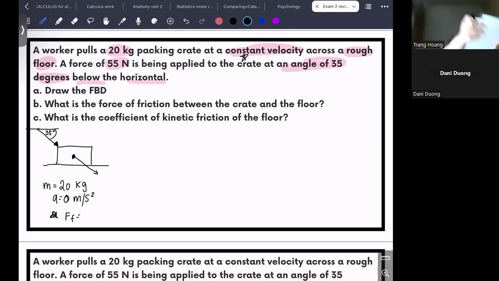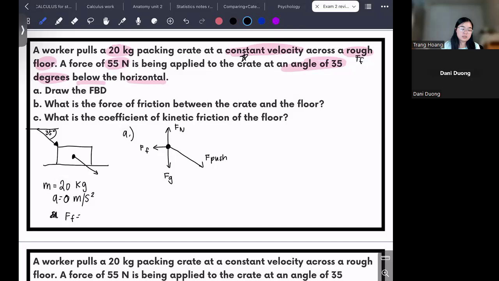Okay, so we assume that force carries on to our free body diagram. So this is going to be our free body diagram. It's sitting on a surface, so this is the push force, or whatever you want to say. We have the normal force. We have the force of gravity, or weight, whatever you want to call it. And we have the friction force because they told us that there was a rough floor.